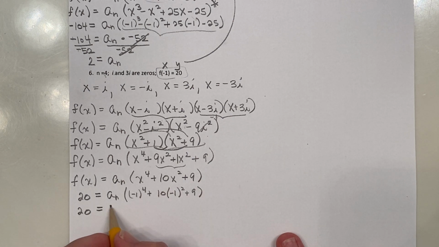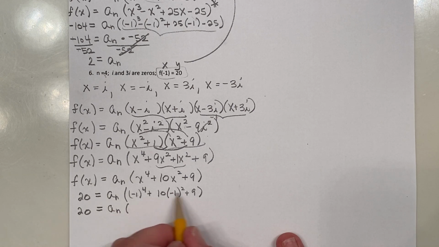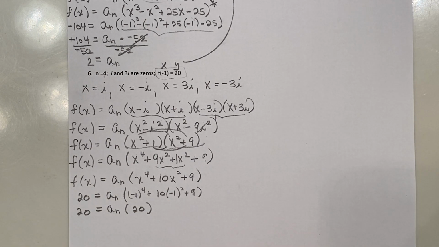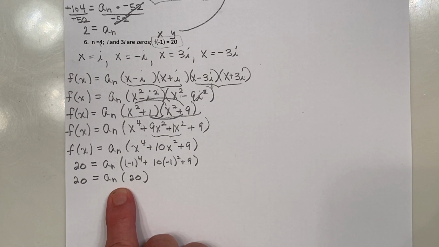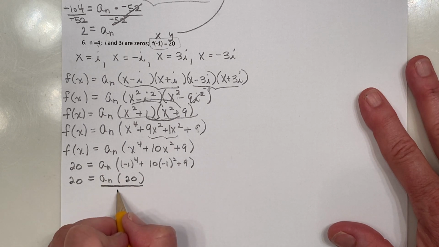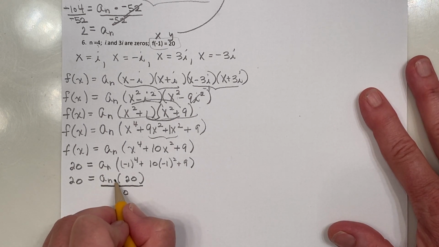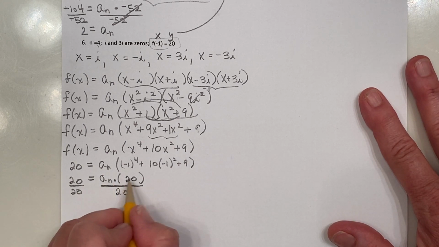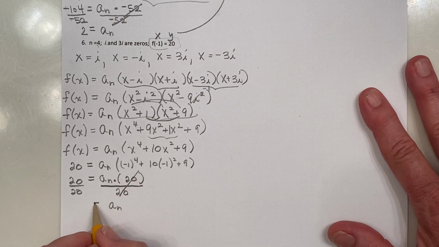So 20 equals 20 times a sub n. Instead of using a multiplication dot, I just did parentheses again. It doesn't matter, it just means multiplication different ways. So divide by 20. That's nice because that'll just be 1 over there. So a subscript n is 1.